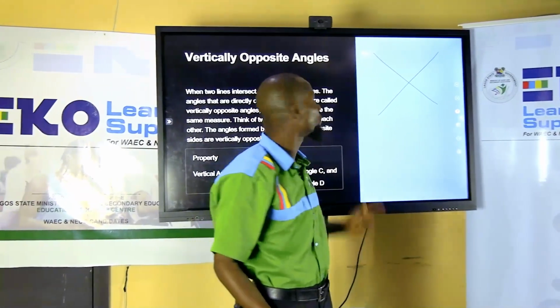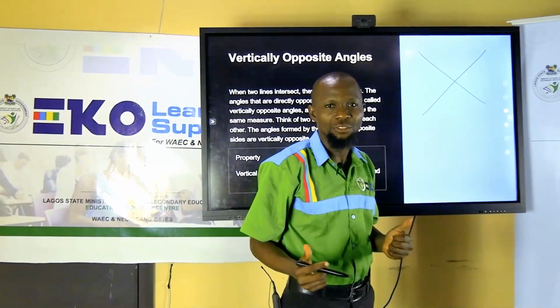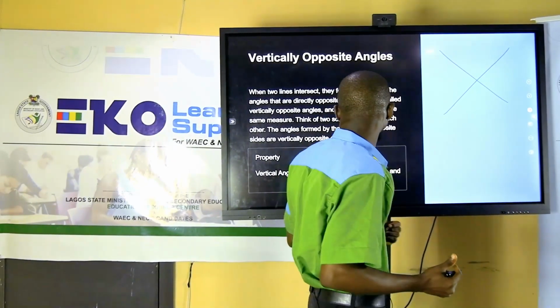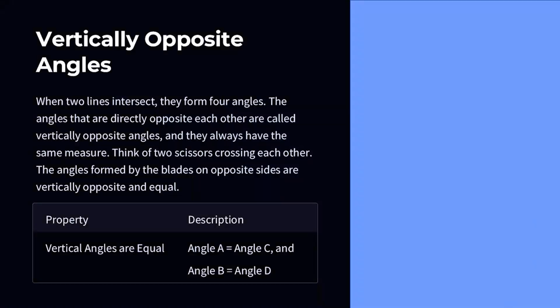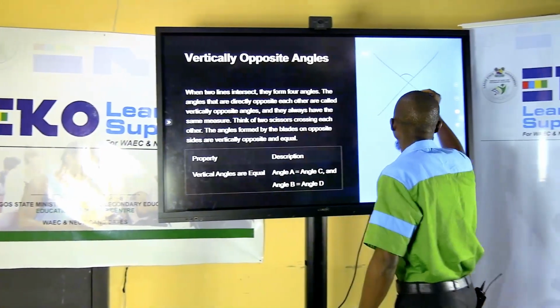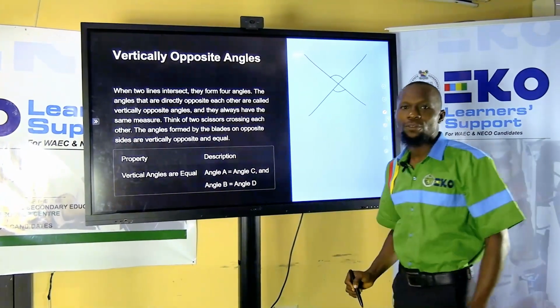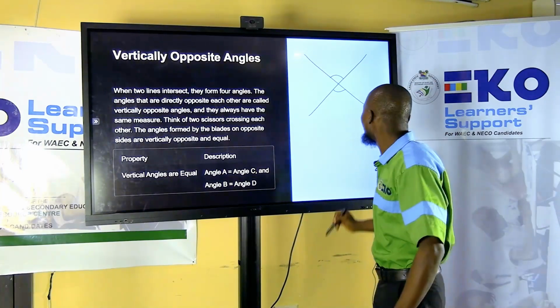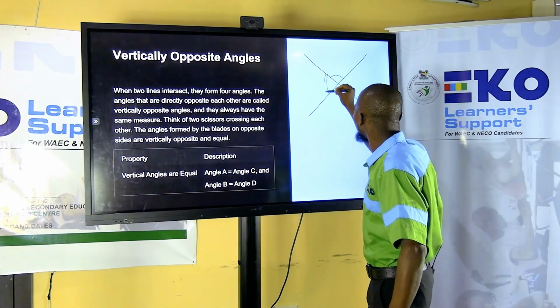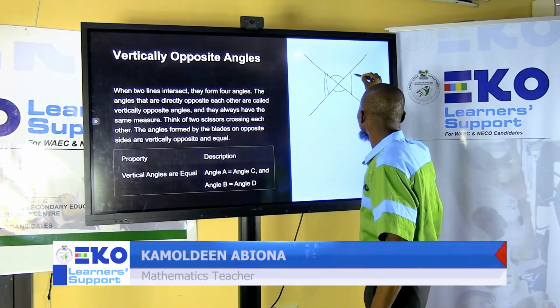So sometimes we call vertically opposite angles X angles. So how do we form that? When two lines intersect, they form four angles. The angles directly opposite to each other are called vertically opposite angles. So this angle and this angle are vertically opposite. This angle and this angle are also what?